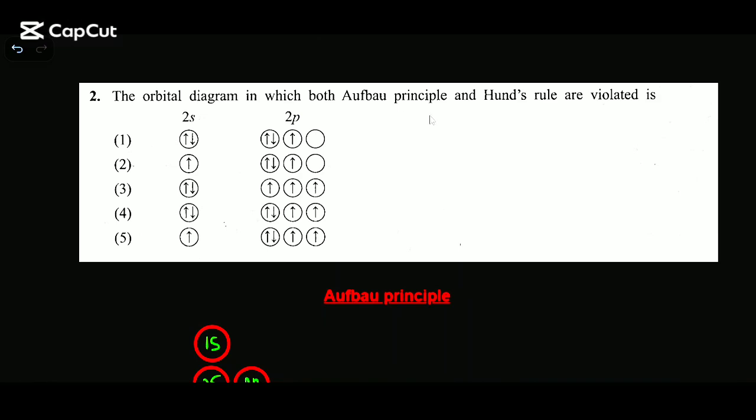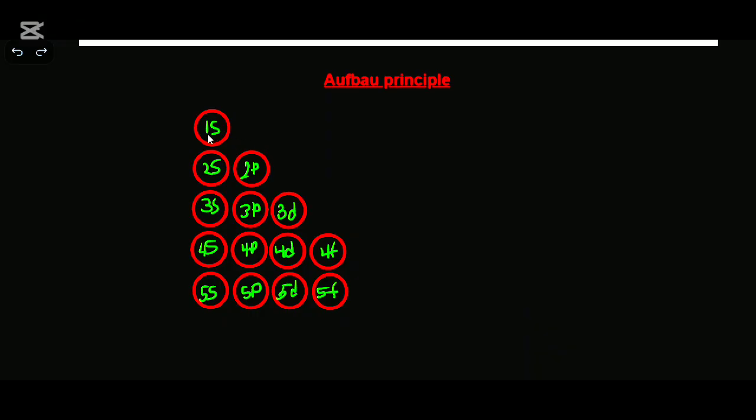Before going into the question, let's discuss what the Aufbau principle and Hund's rule are. The Aufbau principle states how electrons fill orbitals in an order. We know that order is according to the energy of the orbitals. We know that electrons fill like this.